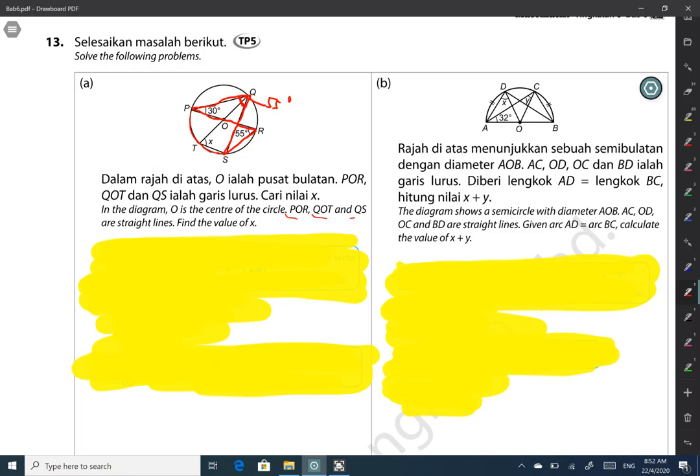SQT, how to find the XQT? Okay, how to find the XQT? Okay, SQT.